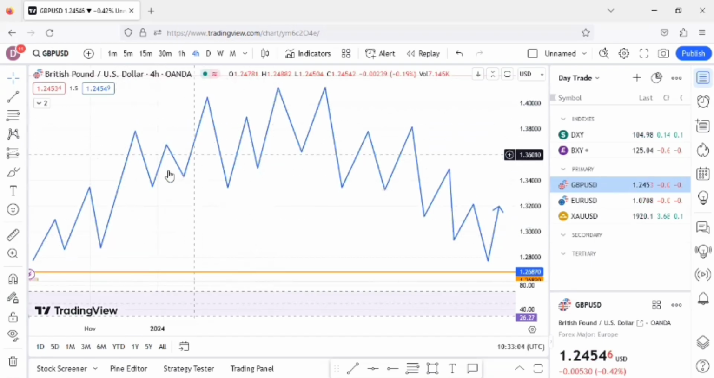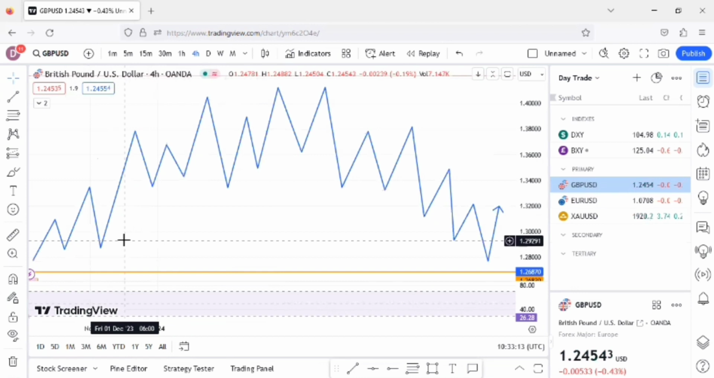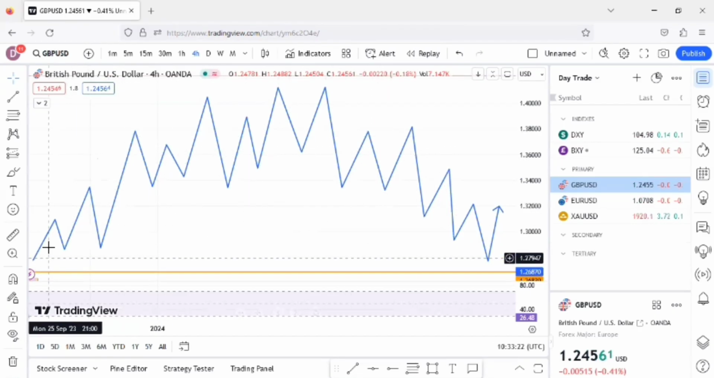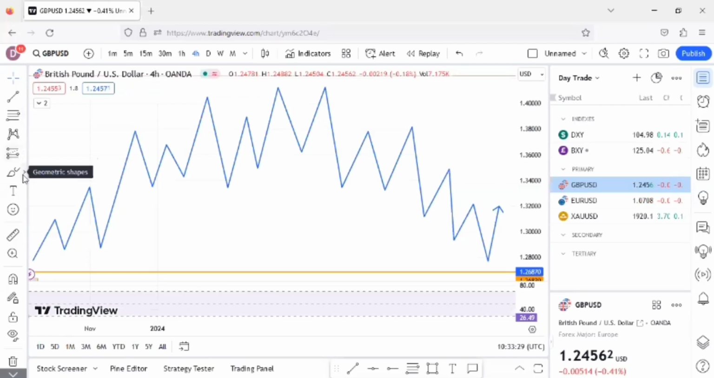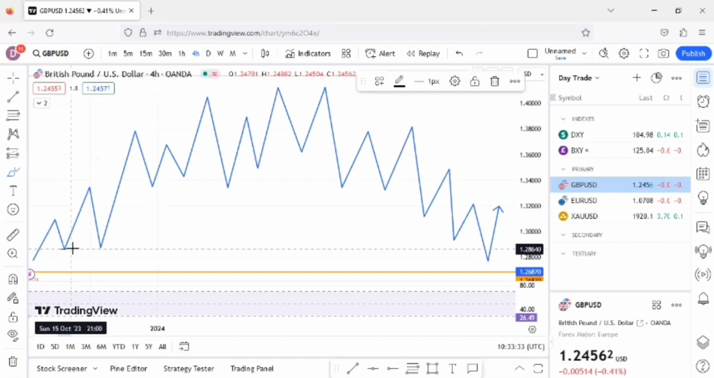So now, how do I locate my demand level here so that I can join the buy when the buyers are buying? Remember, I told you, you buy at a demand level and you sell at a supply level. So now, like I said earlier, if you look at this very point here, this point, that is your demand.